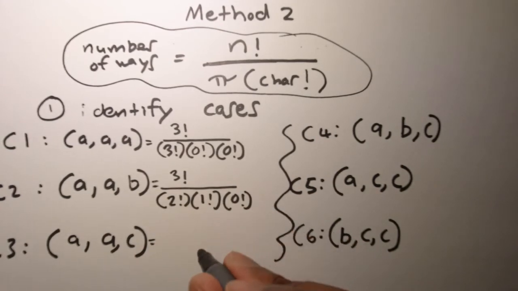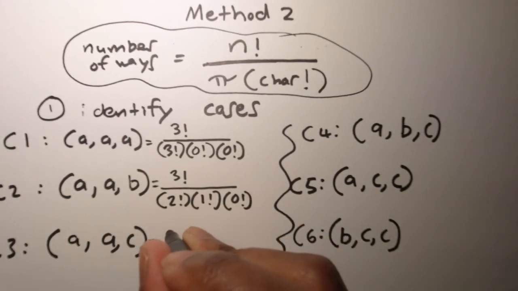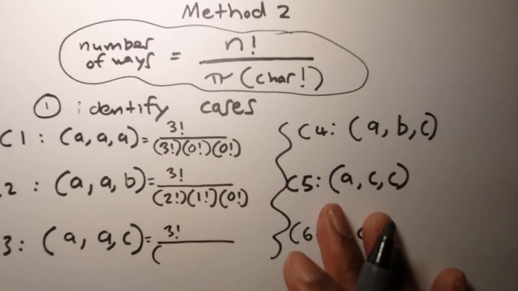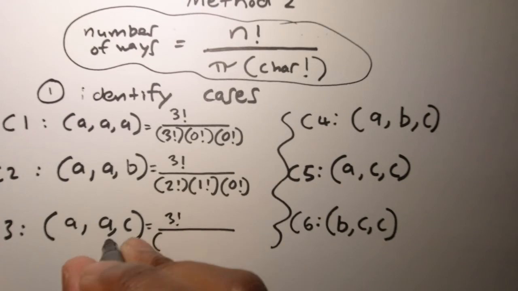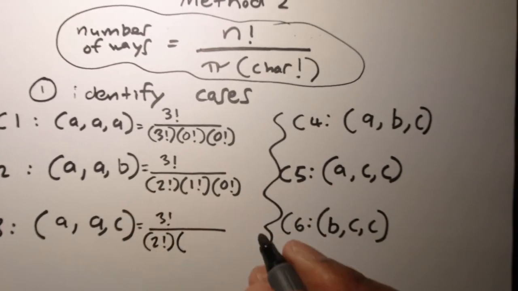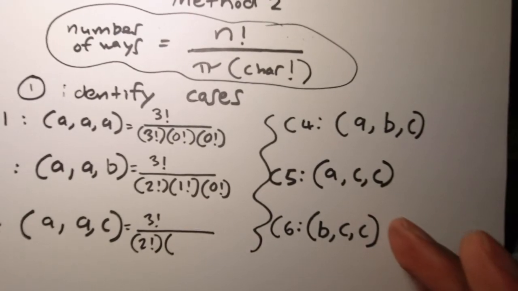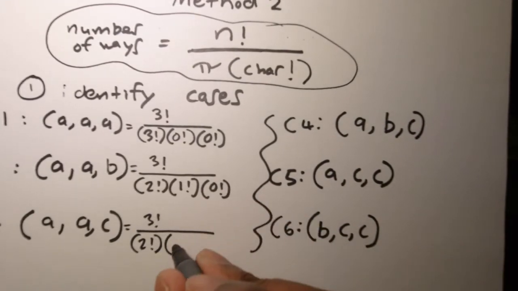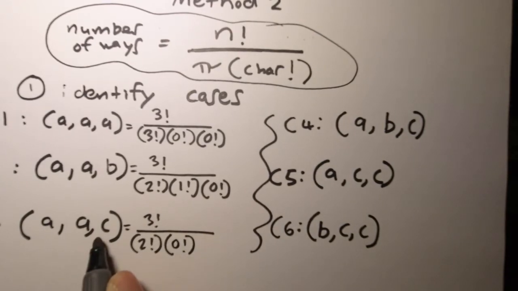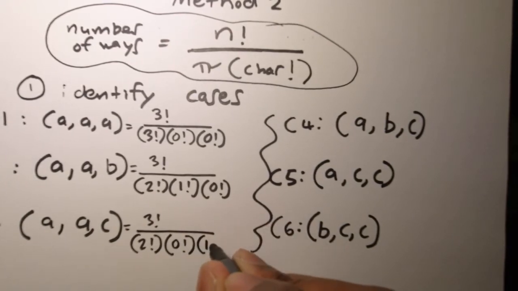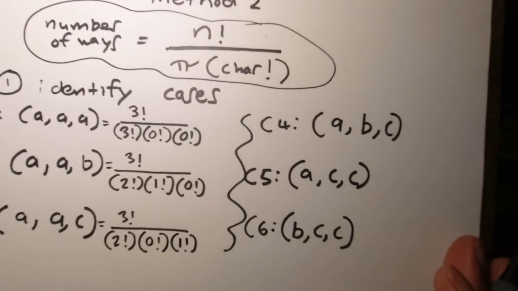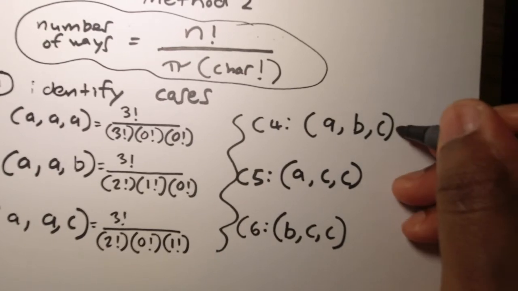Repeat the process for case 3. We have 3 factorial, which is, again, going to stay the same. We're going to multiply by 1, 2 different A's, so we'll do times 2 factorial, which represents the A term. And then we have no B's, so we'll do times 0 factorial. And we have 1 C, so we'll multiply by 1 factorial. And now we can repeat the process for the other terms that we have over here too.